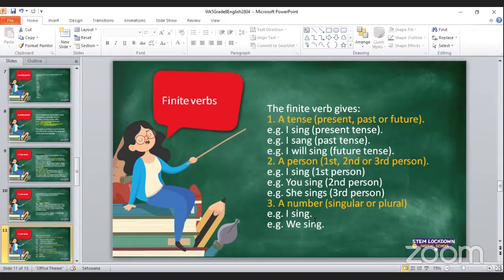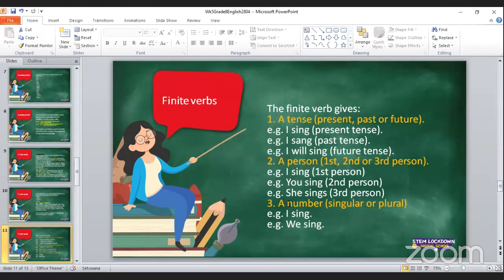No, there is no such thing as a fourth person. It's only first, second, or third person. Remember that in English, or in any language, but now we are focused on English, there's only the first person, the second person, or the third person. That is all there is to it.